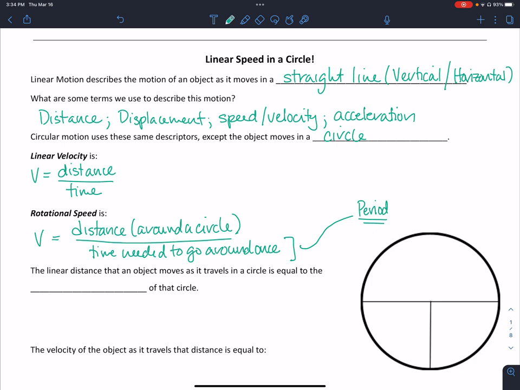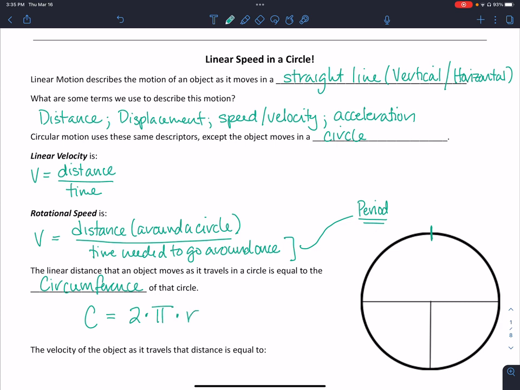The linear distance that an object moves as it travels in the circle. So I have a circle over to the right. If I were to cut the circle right here and then lay it out flat, then that would be a linear distance. So another name for this distance around the circle is the circumference of that circle. I know this is going to go back to geometry a little bit, but that's okay. We're not going to do too much. So that means we need to know a couple things. We know that the circumference of a circle is equal to 2 times pi times the radius.